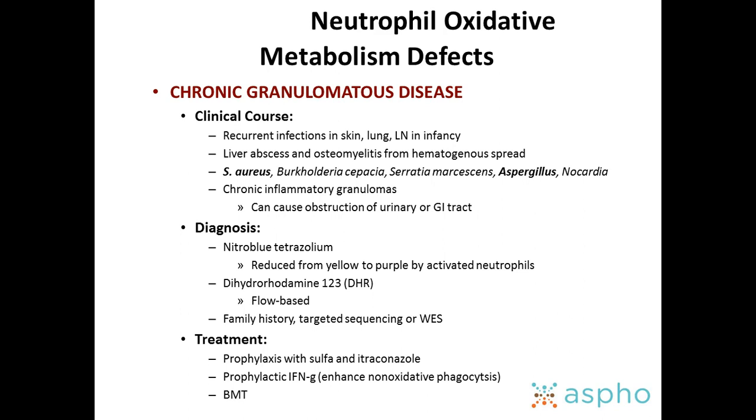So patients with CGD who have clinically significant CGD will get sulfa and itraconazole prophylaxis. Sometimes prophylactic interferon gamma can help with non-oxidative phagocytosis, although it's not very fun to be on interferon gamma, as some patients will tell you. And then transplant if it's severe enough.